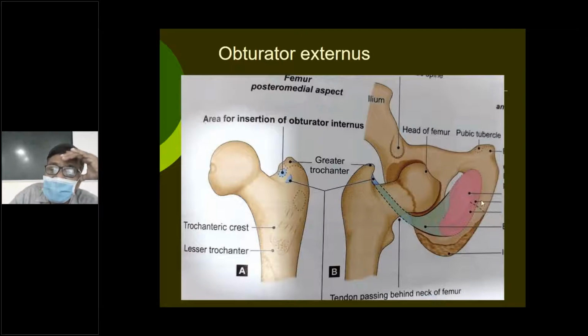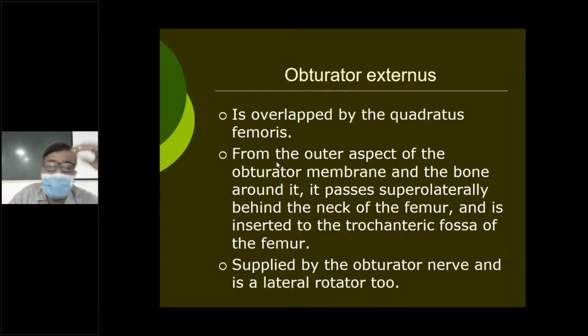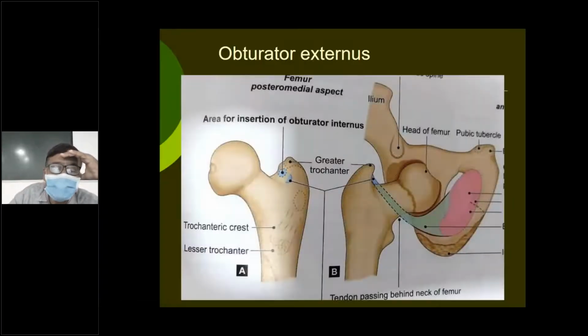So this is the middle compartment region where you can see the obturator externus muscle orientated somewhat obliquely transversely, arising from the outer aspect of the obturator membrane as well as the bone around that. And more important is how the tendon passes, which is quite confusing. Look at that. The tendon passes superolaterally behind the neck of the femur.